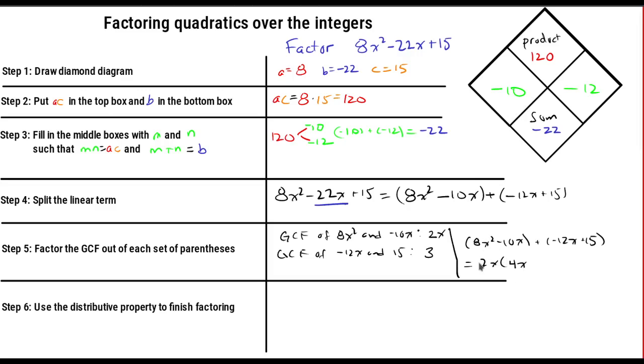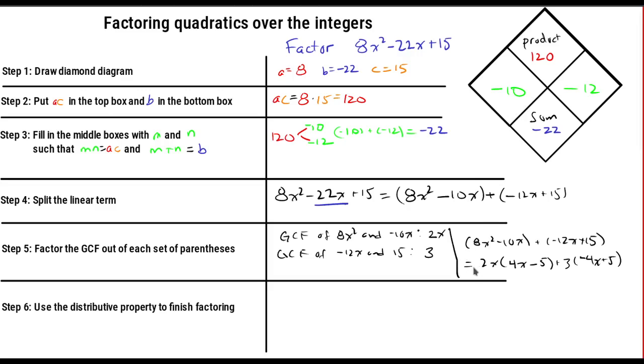4x. 2x times 4x is 8x squared. And then negative 5 times 2x is negative 10x. And we can pull a 3 out of the other parentheses. Pull 3 out of negative 12x, we get negative 4x. And pull 3 out of positive 15, we have 5.